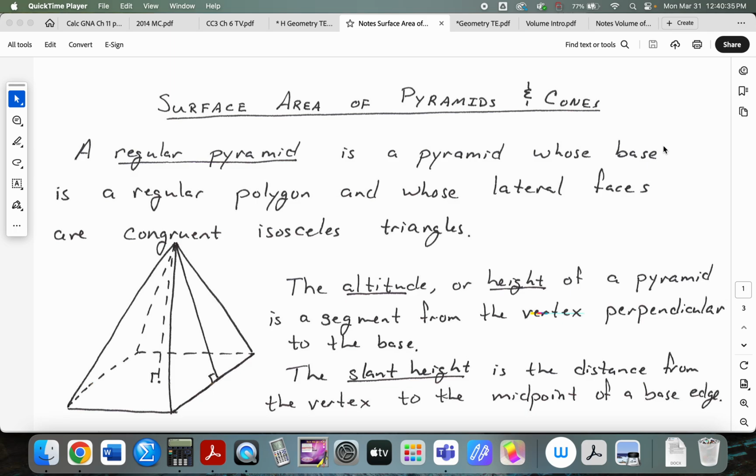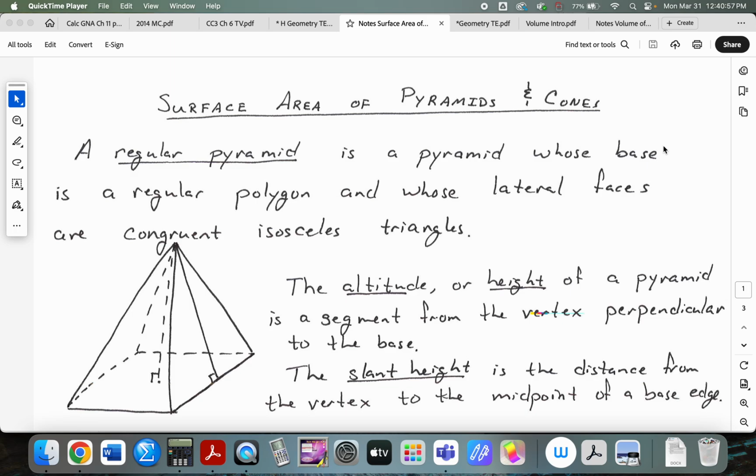So when you think of, for example, Egyptian pyramids, they're square pyramids, they're regular. It doesn't matter which face you look at, they're all isosceles triangles. Someone told me once that they were equilateral, and I'm not sure I believe that, but I need to look it up.